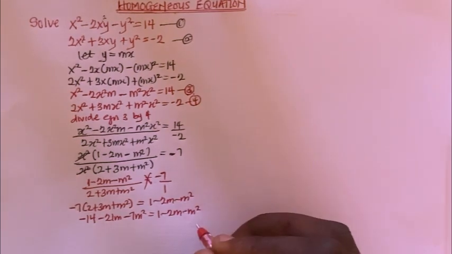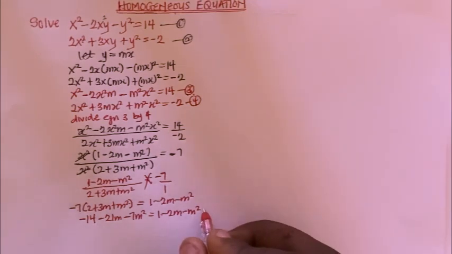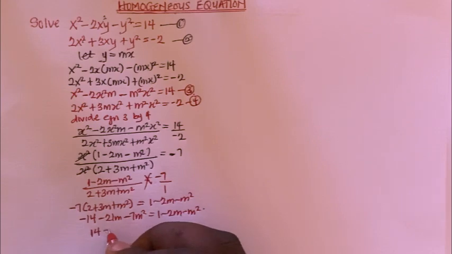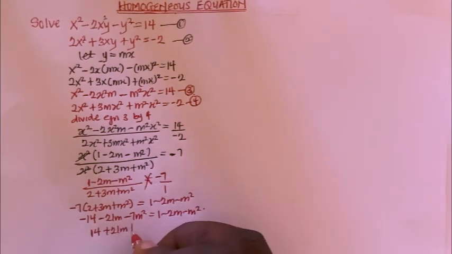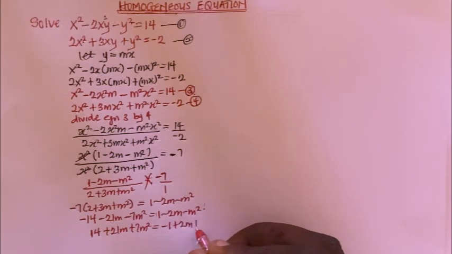Then I'm going to collect like terms. This is coming to this side. Let me multiply this side by minus, everything all through by minus. I'm going to have 14, then plus 21m, then plus 7m squared, equals, since I'm multiplying this side and this side by minus, minus 1 plus 2m plus m squared.